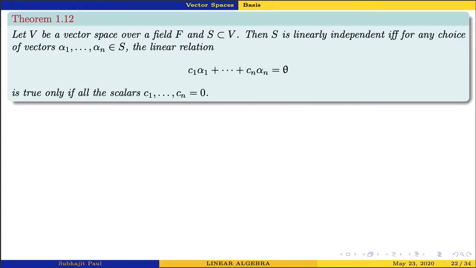Let V be a vector space over a field F and S a subset of V. Then S is linearly independent if and only if for any choice of vectors alpha 1 to alpha n in S, the linear relation C1 alpha 1 plus C2 alpha 2 up to Cn alpha n equal to the null vector is true only if all the scalars C1, C2, up to Cn are 0, right? This is the definition of linear independence you know, and here we are proving the equivalence of these two definitions.